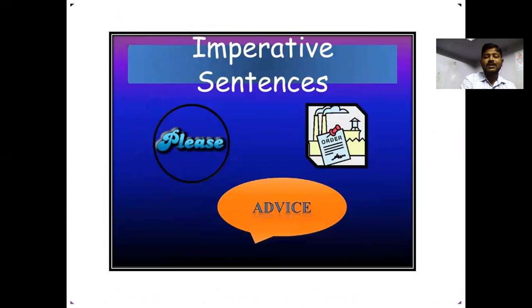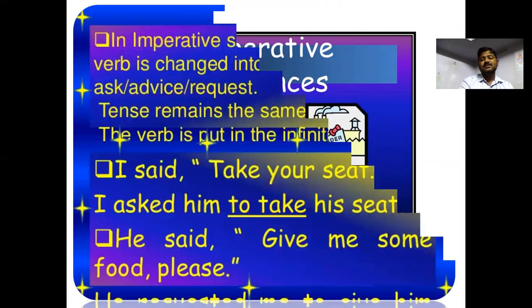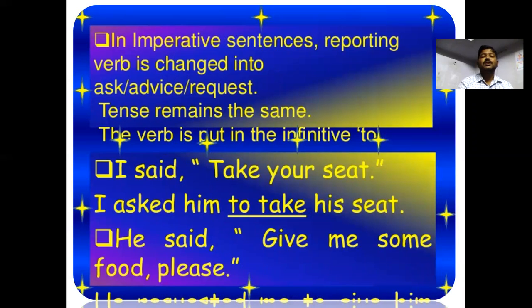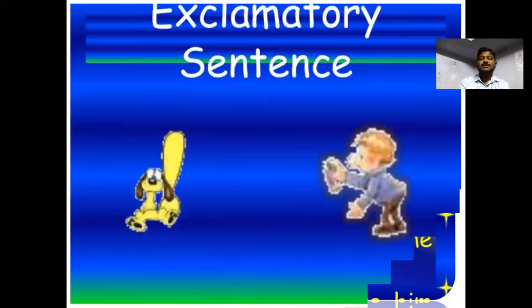And look at the imperatives, like orders, requests or advice. In an imperative sentence, the reporting verb is changed into ask, advise or request. The tense remains the same, and the verb is put in the infinitive too. I said, "Take your seat." I asked him to take his seat. He said, "Give me some food, please." He asked me to give him some food, please. Like this, we can change the sentences.